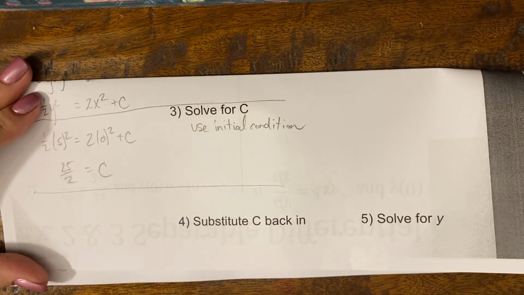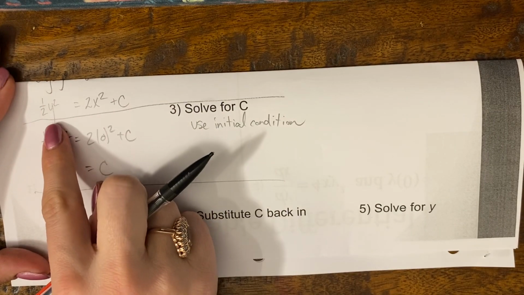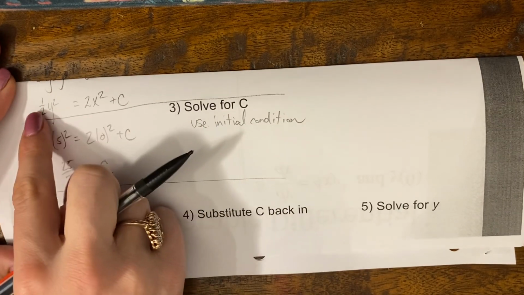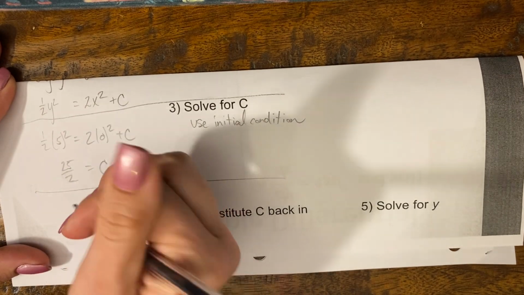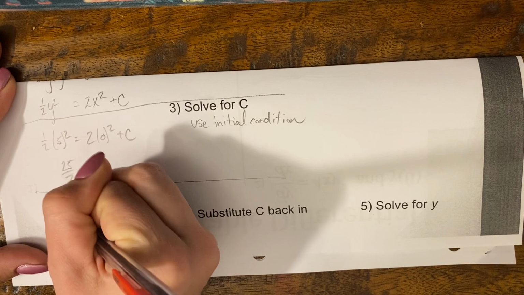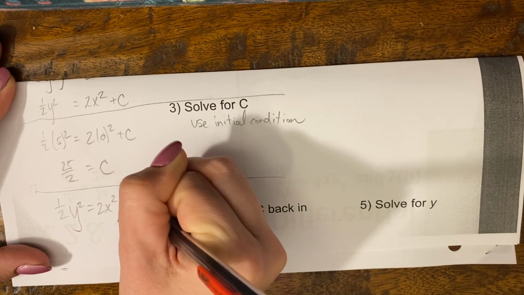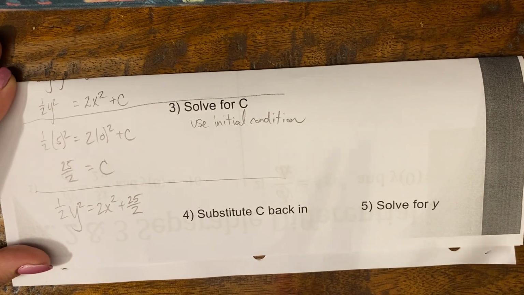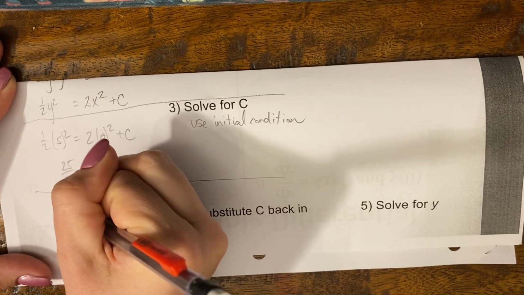I'm just writing these lines to separate out the steps. So now I'm going to substitute my c back in. Right before you substitute in the initial condition, that's the version that I'd like you to use to put the c back in. So 1/2 y squared equals 2x squared plus 25 halves. That's why it's not that great. So that's me substituting the c back in.